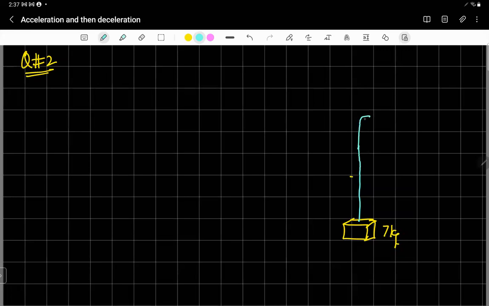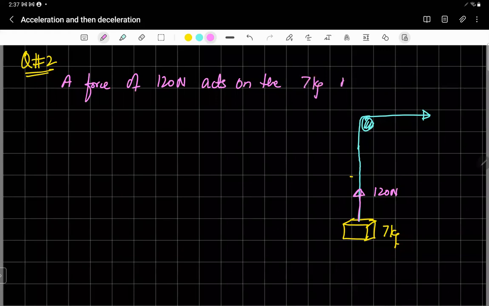This string goes over a pulley, and then it is connected to some kind of motor. So there is a force of 120 Newton acting on the 7 kg mass. But this force acts only for 5 seconds. A force of 120 Newton acts on the 7 kg mass for 5 seconds.